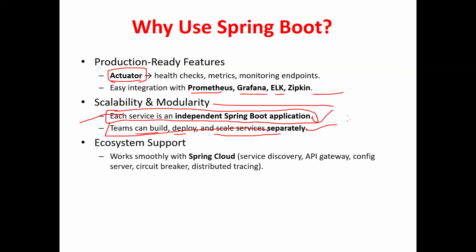Next, ecosystem support. When you are dividing your application into a microservices architectural style, we have different kinds of challenges to solve. The Spring team themselves gave one library, Spring Cloud tools. They are giving service discovery mechanism, API gateway, configuration server, circuit breaker, distributed tracing. By integrating these tools in our microservices architecture, we can solve a lot of challenges we have in the market.